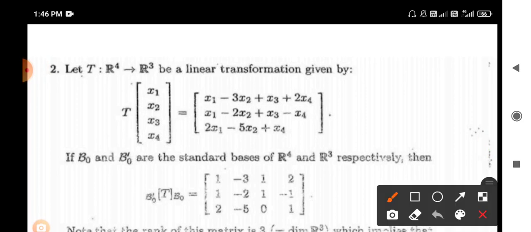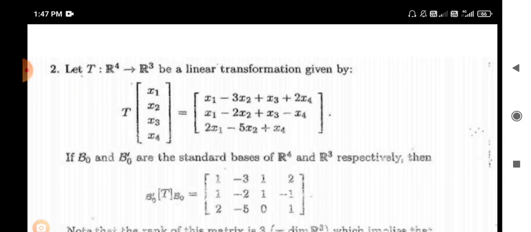Now first example is that suppose T from R4 to R3 be a linear transformation given by T of (x1, x2, x3, x4) equals the matrix of representation as: x1 minus 3x2 plus x3 plus 2x4. Second row x1 minus 2x2 plus x3 minus x4. Third row 2x1 minus 5x2 plus x4. Now we have to find a matrix of representation corresponding to the standard basis of R4, R3 respectively.